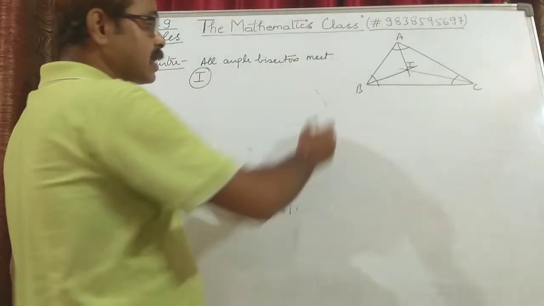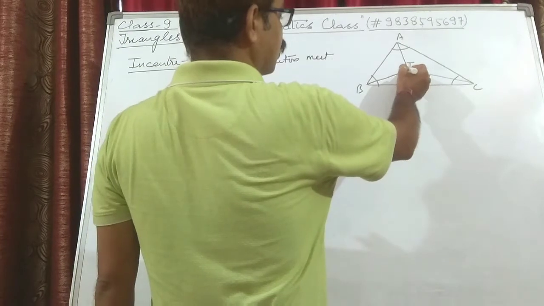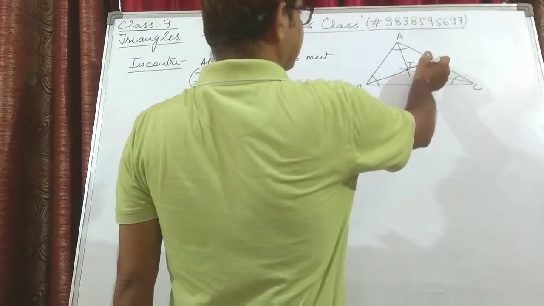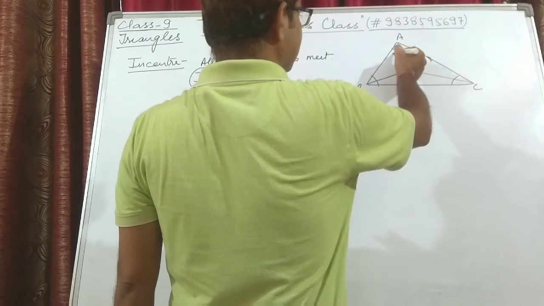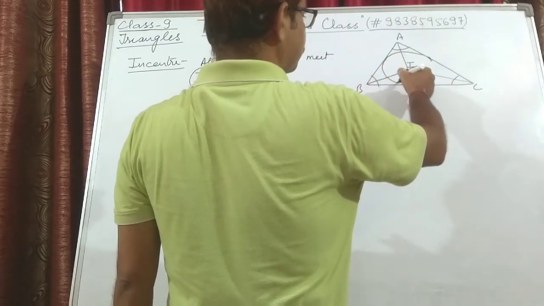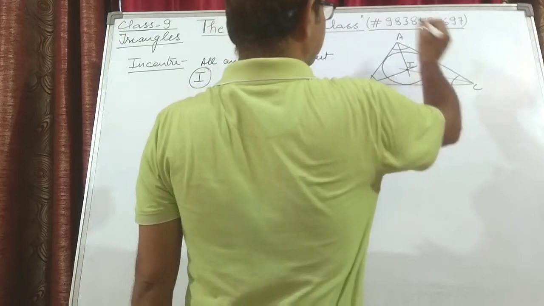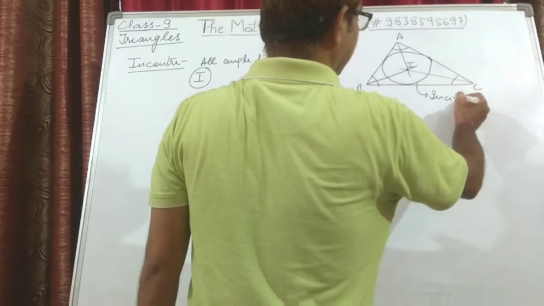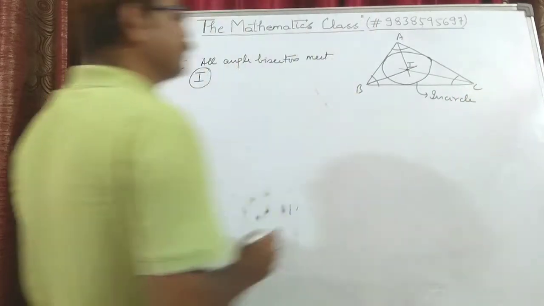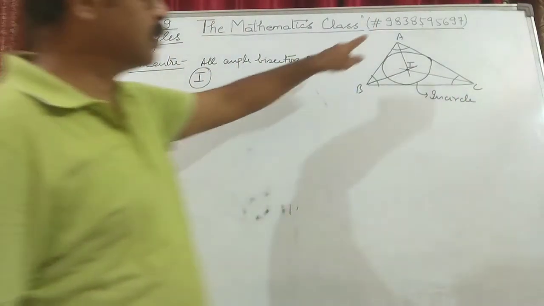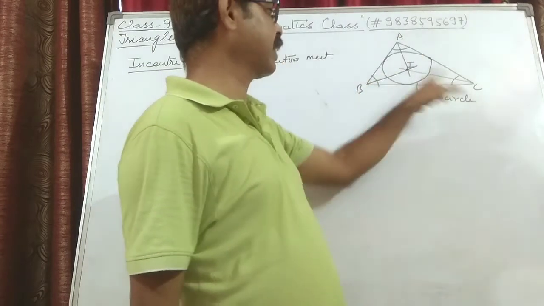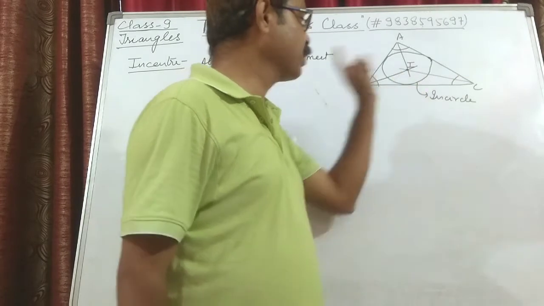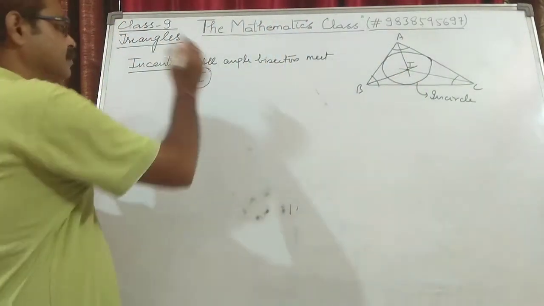Now what is the incircle? If I draw a circle something like this, which touches all the sides of the triangle, this circle is known as the incircle. And how do we get the incircle? We bisect the internal angles of a triangle, we get a point that will be the center of the circle, and this is known as the incenter.